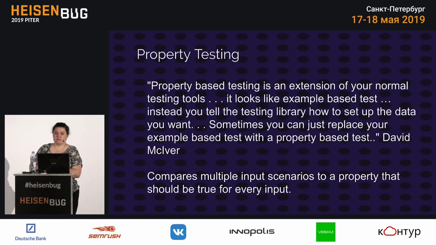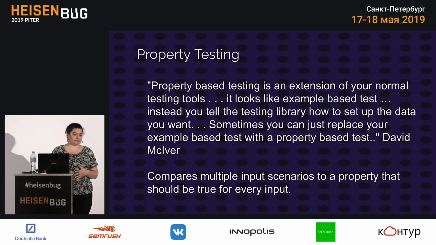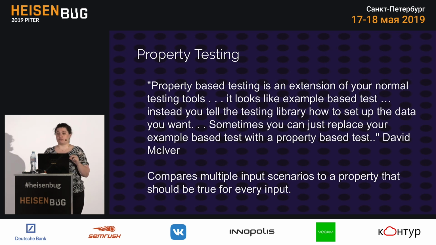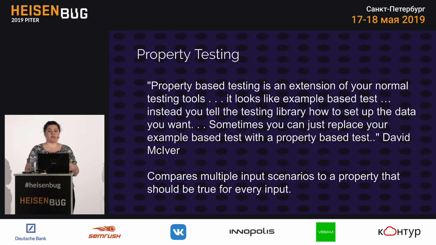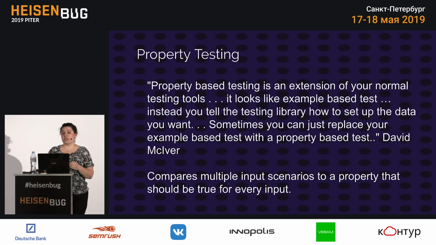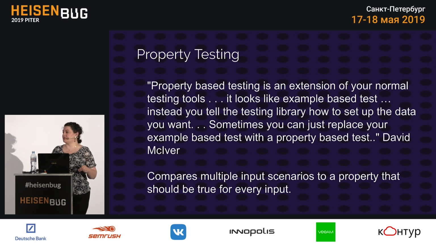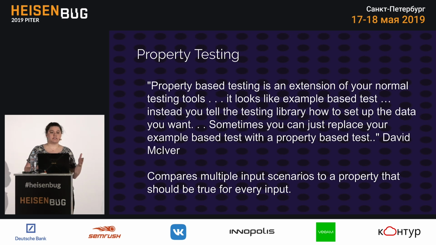David MacIver, who is the author of the Hypothesis library, tells us that property testing is an extension of our normal testing tools. It looks similar to an example-based test, and it really does. Instead, you are telling the test library how to set up the data you want, and there are times when you can just replace your example-based test with a property-based test. Property-based tests can be faster and more efficient, and they use structured random data to the developer's specification. So you can create an instance where your data is controlled and repeatable. It's not this completely random thing, or at least it doesn't have to be.